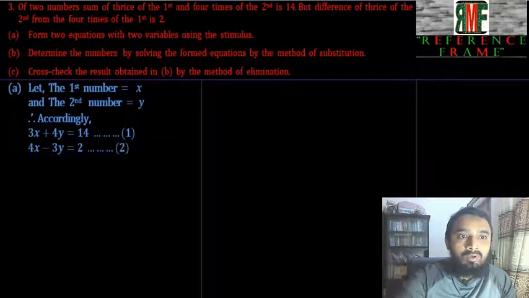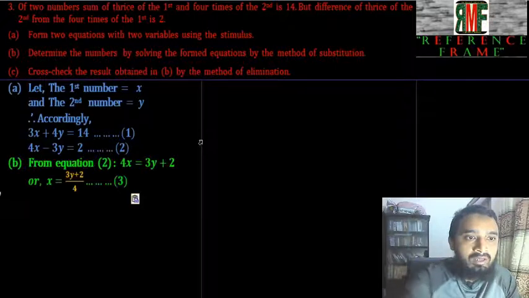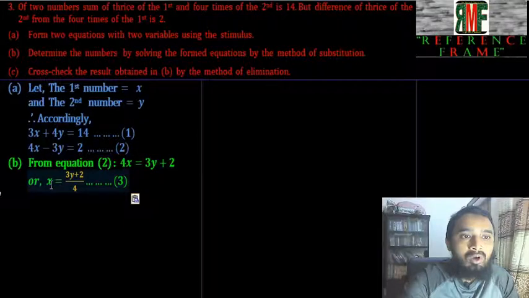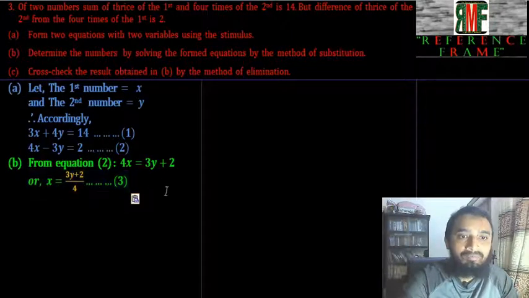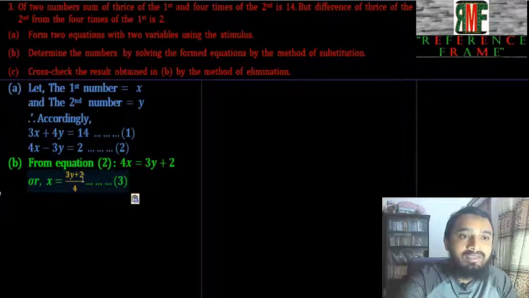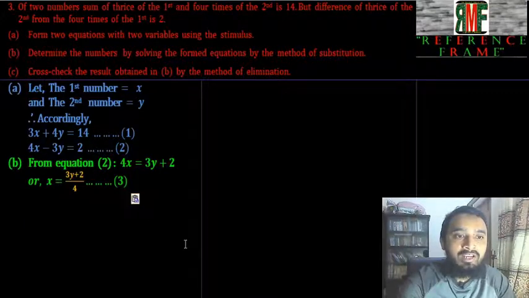So look, what are we going to have from these two equations? From equation 2 we are going to have 4x = 3y + 2, or x = (3y + 2)/4, when we move 4 to the right side. Now, since we got this from the second equation, we just need to put it into the first equation, and by putting this into the first equation we can find the value of y. Okay, let us move.